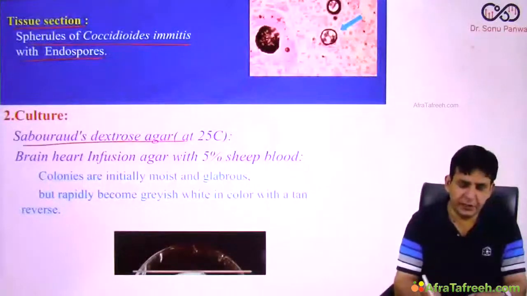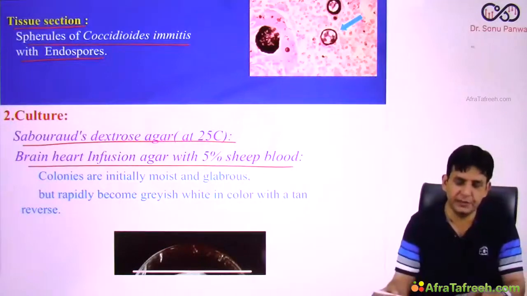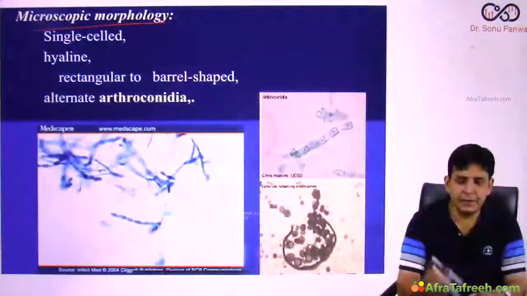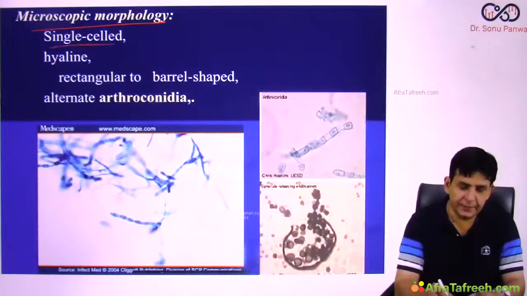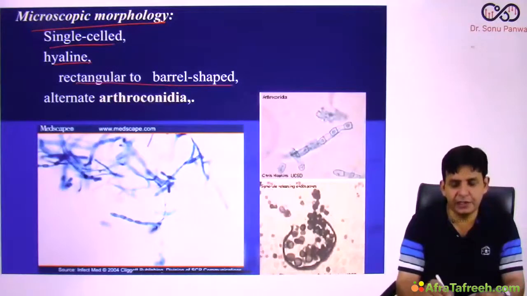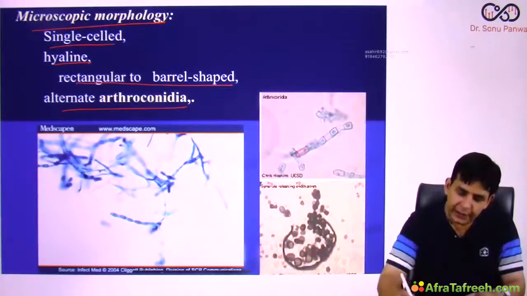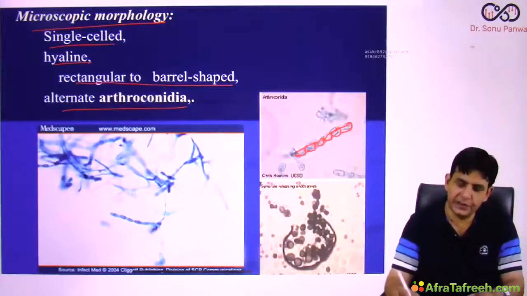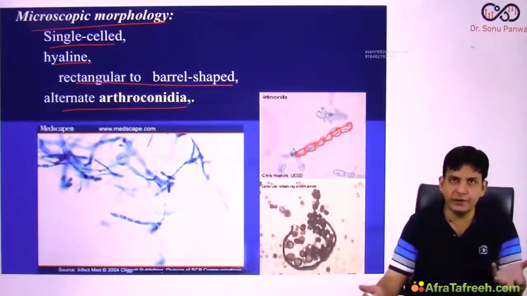Okay, and the same thing, Sabouraud dextrose agar you can use to grow it at 25 degrees centigrade. Brain heart infusion with 5% sheep blood can also be used. Okay, so that is there. In the microscopic morphology, when you grow it, what does it look like? Single-celled, hyaline, rectangular to barrel-shaped alternate arthroconidia. So remember, what is this arthroconidia? This arthroconidia looks like a rectangle. Okay, that is termed as arthroconidia. And this is a spherule which is putting out what? Endospores. So these two forms are very important here.